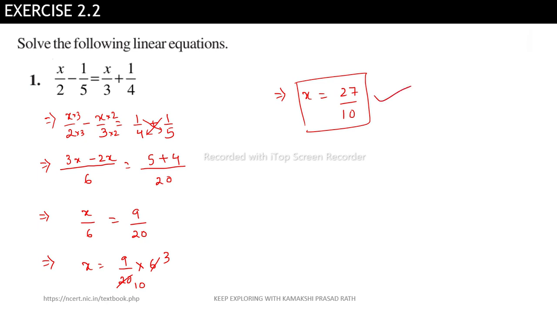Hence this is the solution of the equation x/2 - 1/5 = x/3 + 1/4.